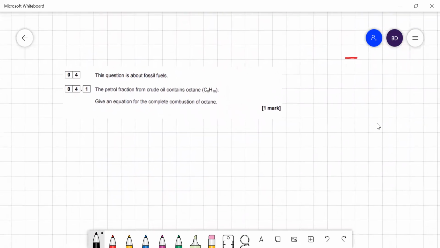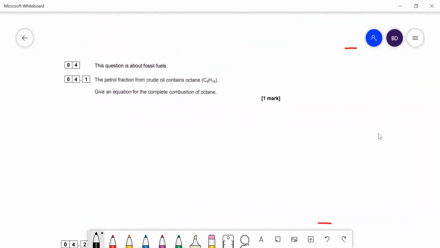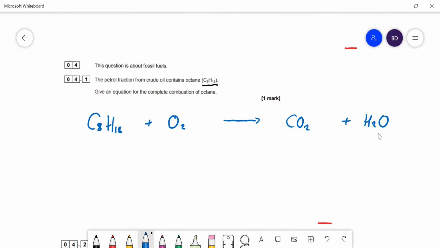Okay, this is about fossil fuels. Crude oil contains octane, C8H18. Give the equation for the complete combustion of octane. So we've got C8H18 and some oxygen, and when you have complete combustion, you turn it all into CO2 and water. We've got 8 carbons on the left, so we need to put an 8 in front of our CO2s. We've got 18 hydrogens on the left, so we need a 9 in front of the water. Now let's work out the number of oxygens.